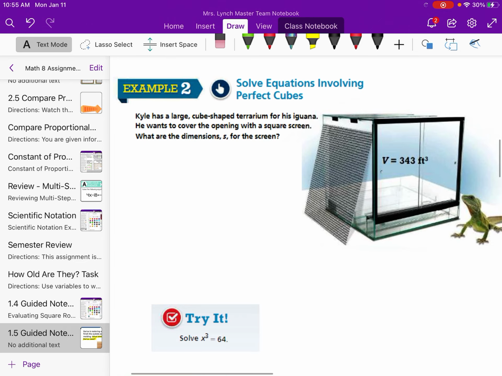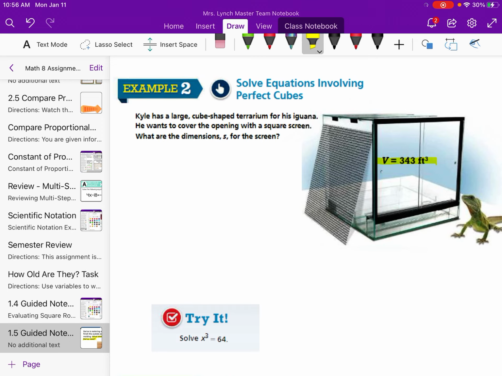Okay, moving on. Now this one is talking about perfect cubes. Kyle has a large cube-shaped terrarium for his iguana. He wants to cover the opening with a square screen. What are the dimensions for the screen? All right, let's start with this first. One piece of information we know is the volume of that entire cube. A terrarium gets hard to say, so I'm just going to call it cage.